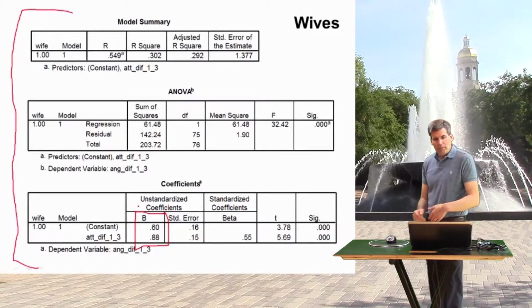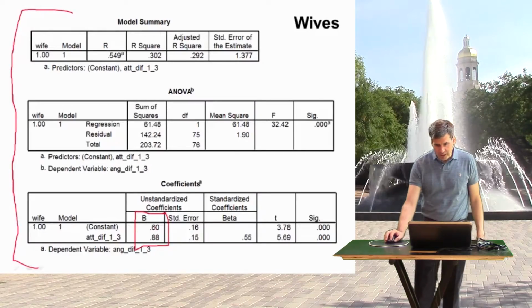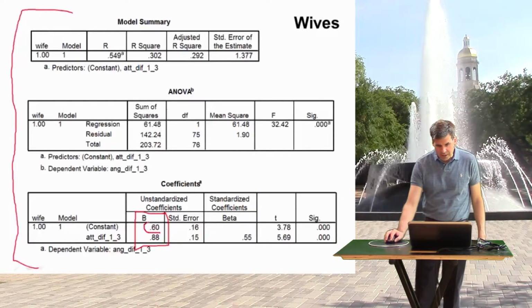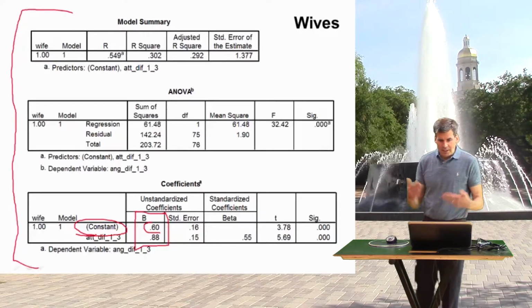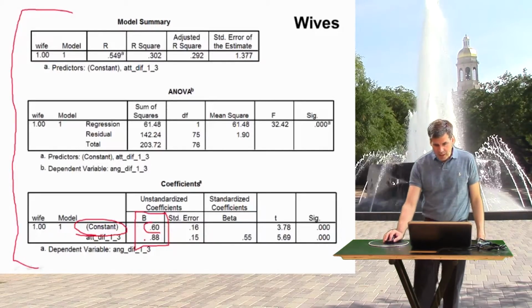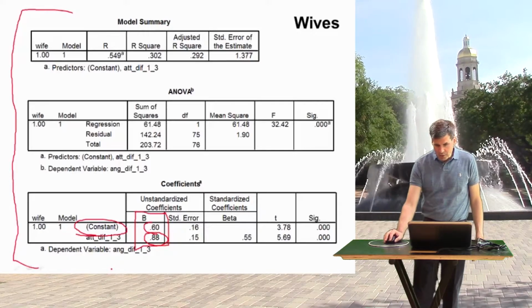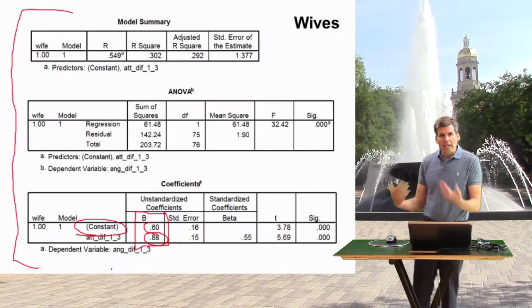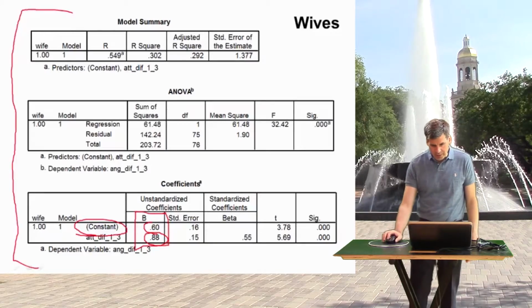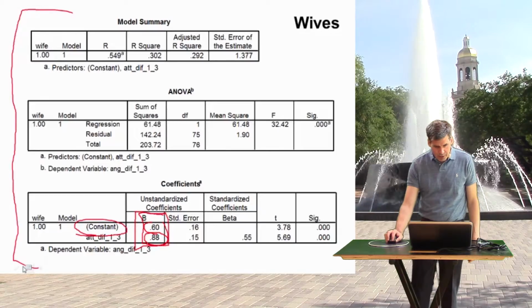So this is saying our outcome variable, predicted y, is equal to our intercept, which is 0.6. Where it says constant, that's SPSS lingo for the intercept. So our intercept is 0.6, and then below it, 0.88, that is our slope. So our predicted y is equal to 0.6 plus 0.88 times x. So this right here under B, this is our regression equation.